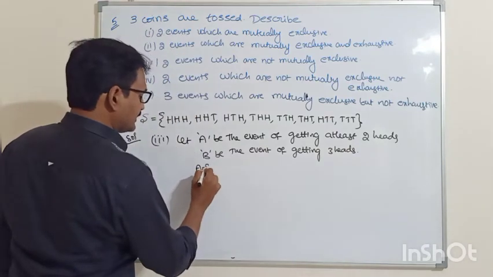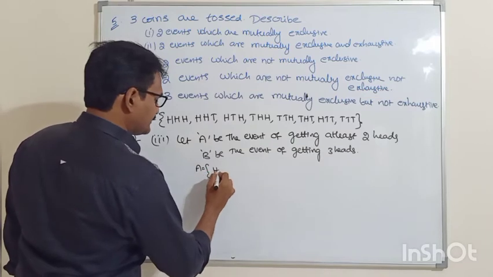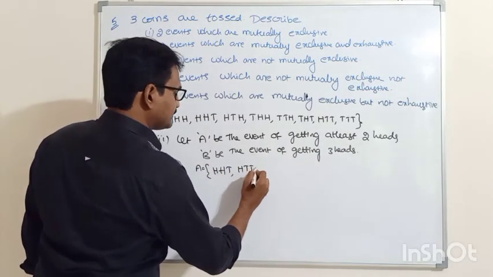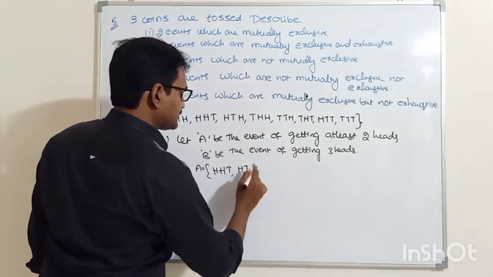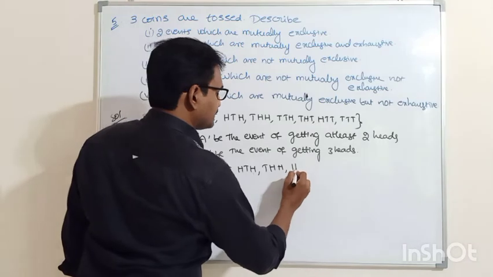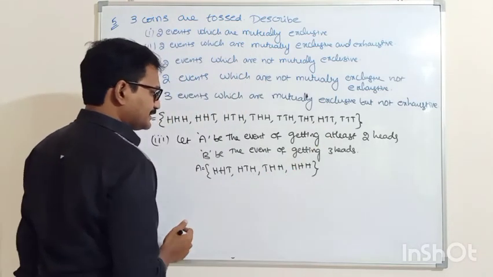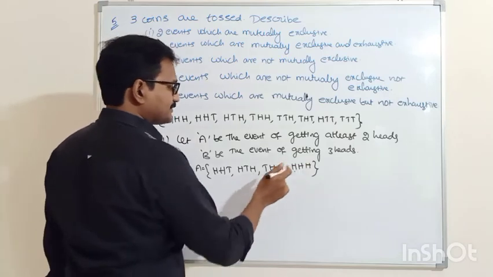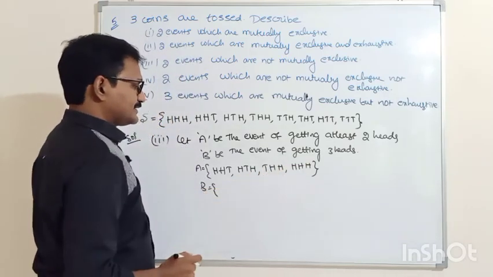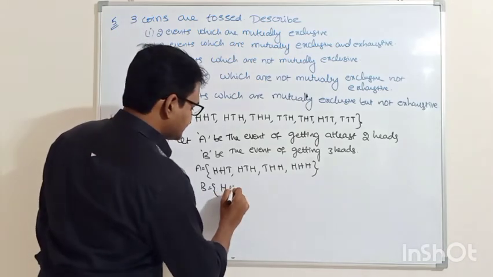So what is set A? At least two heads. At least two heads means HHT, HTH, THH, next triple H. Because at least two heads means we will get three heads also. Minimum two heads means maximum three heads also we will get. Next, set B. Set B is the event of getting three heads. So triple H.